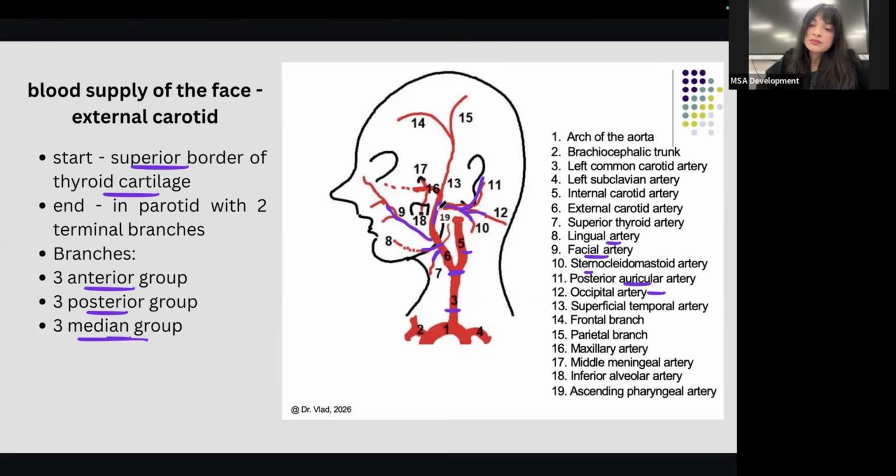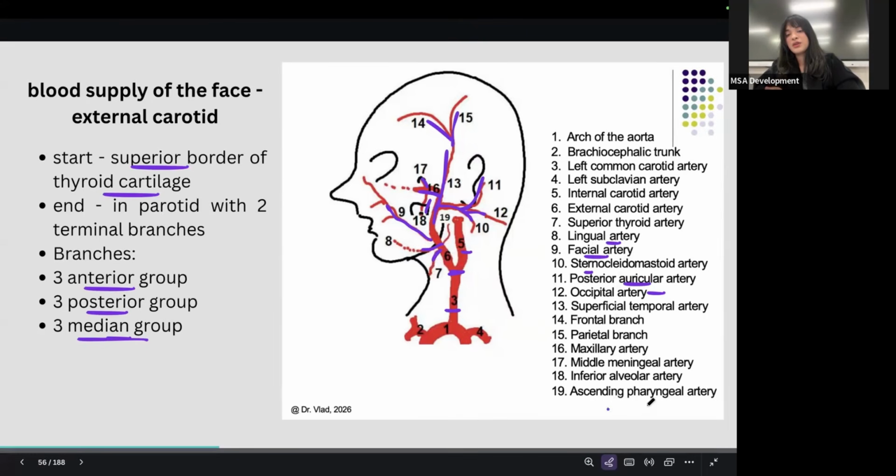You have this one, number 13, it's going up, the superficial temporal artery. And then that gives you 2 branches. So you have the frontal branch, and then you have the parietal branch. And then you have the maxillary artery, which is number 16, which is one of the median ones. So it gives off 2 branches. So you have the middle meningeal artery, you have the inferior alveolar artery, and then the third median group branch is the ascending pharyngeal artery, which is over here.